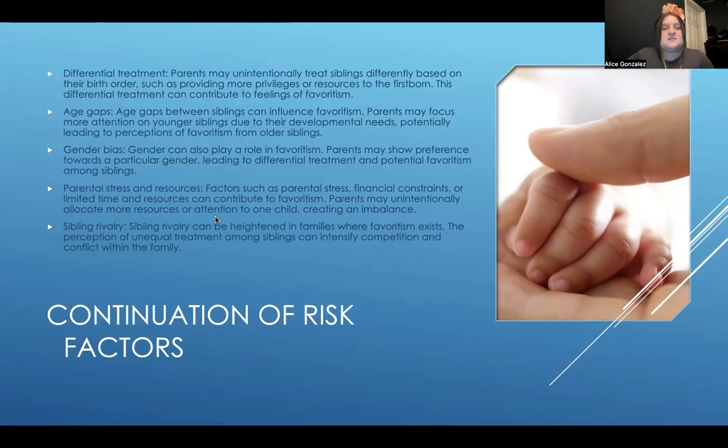Gender bias. Gender can also play a role in favoritism. Parents may show preference towards a particular gender, leading to differential treatment and potential favoritism among siblings. Parental stress and resources. Factors such as parental stress, financial constraints, or limited time and resources can contribute to favoritism. Parents may unintentionally allocate more resources or attention to one child, creating an imbalance.